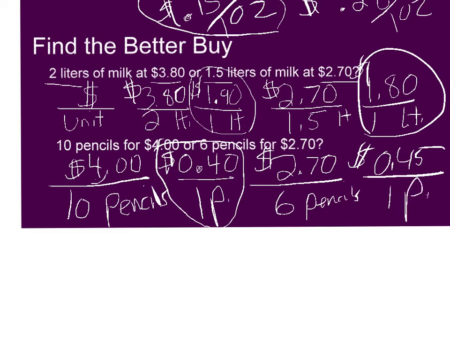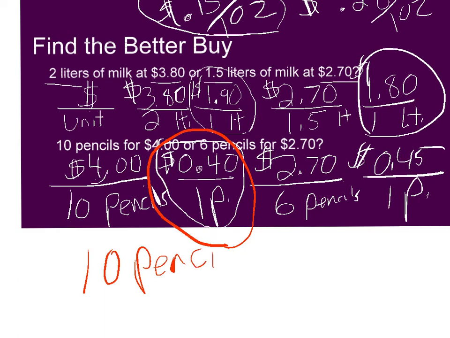So which one's cheaper? Well, the one that's cheaper is on the left here. So this one is cheaper. So I would say 10 pencils. My answer would be 10 pencils for $4 is cheaper. That is cheaper than the other one.